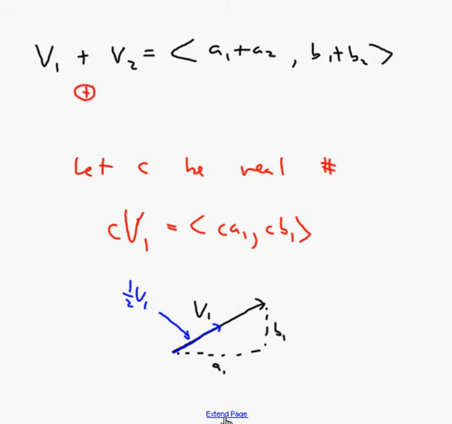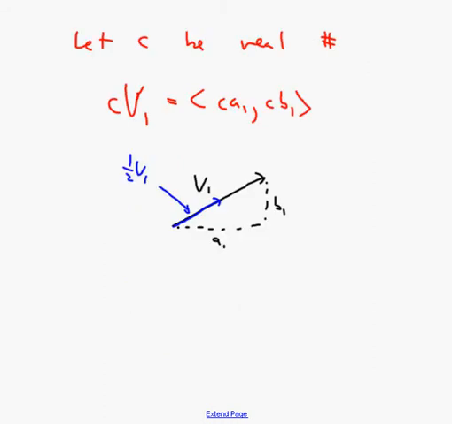If I multiply by negative 3, or let's just do negative 2, because I don't think negative 3 fits up on the page, I've got this distance here. It would probably be something like that. That should be twice as long, but in the opposite direction. There's negative 2v1. There's that vector. So that's the effect of multiplying by a constant.